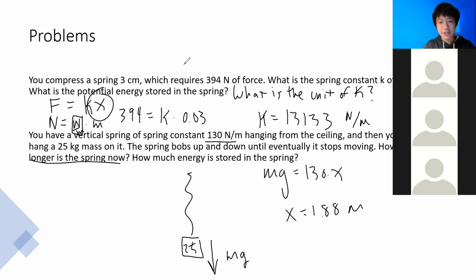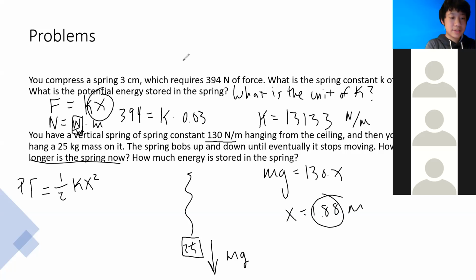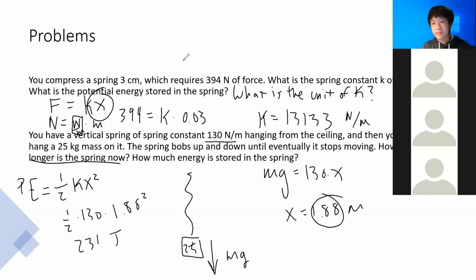Now how much energy is stored in the spring? Well, now we have x, so we can just do 1/2 kx squared as the energy. Remember this. So it's going to be 1/2 times 130 times 1.88 squared. If we do that, we're going to get 231 joules of energy. Okay? Are there any questions about this?